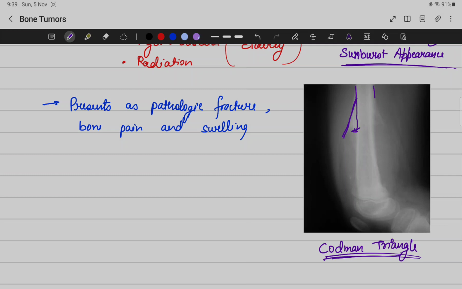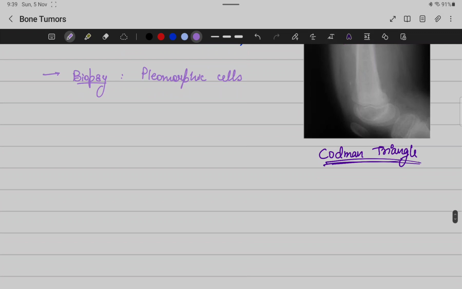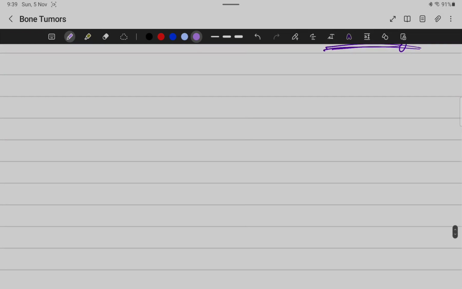Now because it is a malignant proliferation, when you get a bone biopsy, you'll see pleomorphic cells, and of course these cells will produce osteoid because this tumor is malignant proliferation of osteoblasts which lay down your osteoid. So this completes our osteosarcoma. Now moving on to your giant cell tumor of the bone. Next is giant cell tumor.